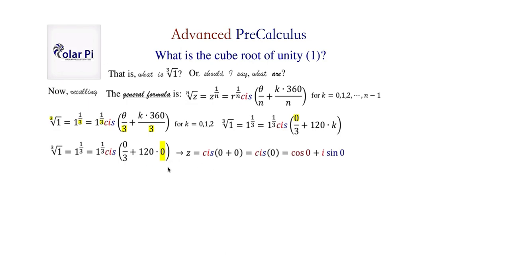So first 120 times 0 in that part, and so this part is 0 also, and so the first root is going to be, and this is 1, cis 0 plus 0, and that's just cis 0, that's cosine 0 plus i times sine 0. Cosine 0 is 1, sine 0 is 0, and so we get 1. Alright, this is a fancy way of writing 1, but we knew all along that this was the first root, so the formula doesn't lie.